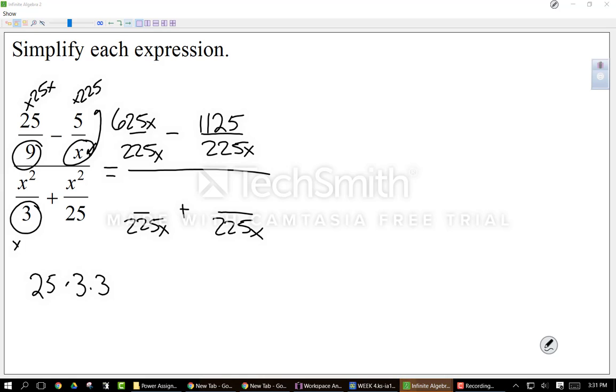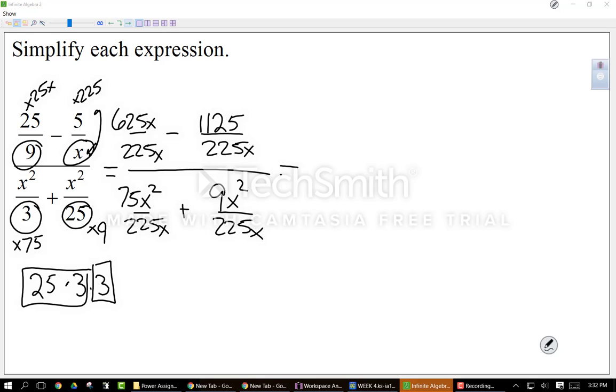Now, how did I go from 3 to 225x? Well, I multiplied by 75. How did I get 75? If this is the 3 that I'm talking about, these are the numbers that give me 225. So that's 75. So 75 times the numerator, which is 75x squared. And then this 225 times 9. So this is also 9x squared.